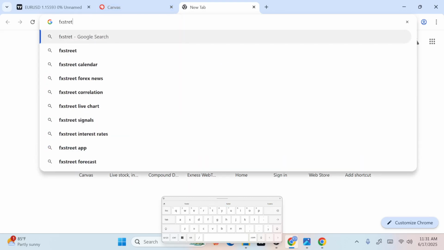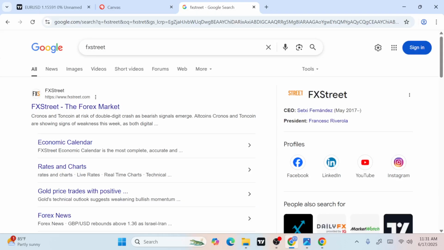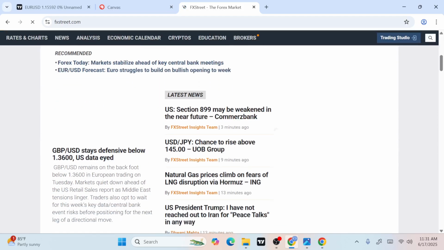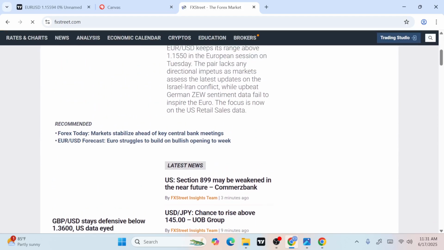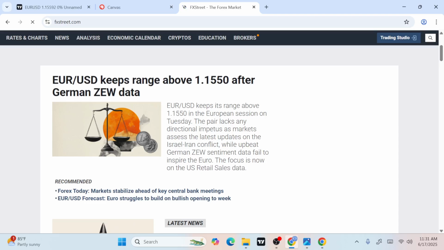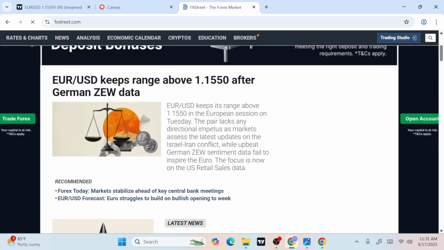You can download it too. FX Street, because you need to know what is happening. You are trading economies, so you have to know what's happening in the economy, because fundamental news is caused by changes in economic factors and others. For example now, you need to know the result of the fight between Israel and Iran. You have to know the outcome.